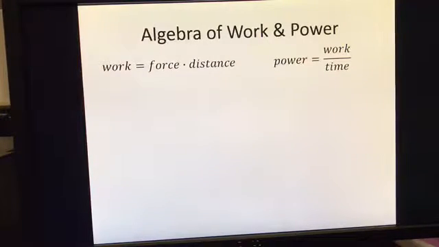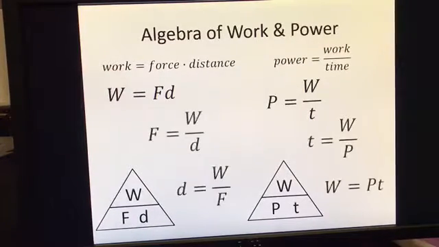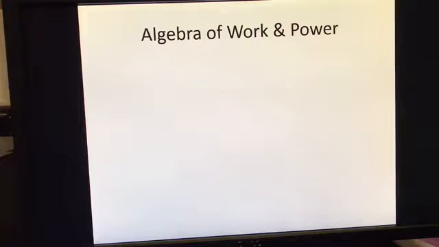All right, so the algebra of work and power. Work is force times distance, power is work divided by time. Those formulas: work is force times distance, power is work divided by time. Rearrange those using our triangle. Voila. Many different variations and arrangements of those formulas, and you'll have to be able to rearrange those formulas.